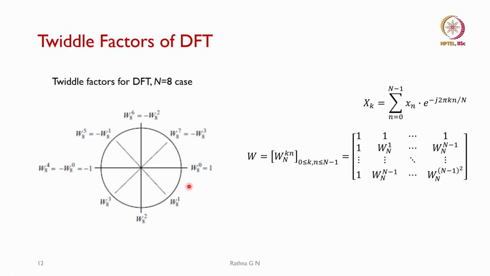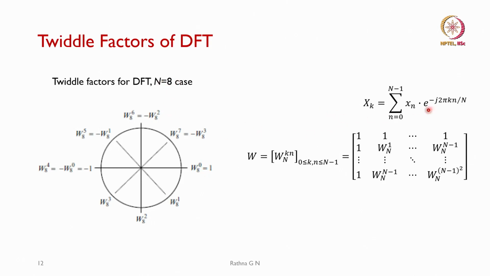And when it becomes W8 to the power 8, just now we said W n n is equal to W n 0, here it is W88, which is equal to W80 equal to 1. So, these are the twiddle factors. Depending on the power of 2, if you are considering it, it will be on the unit circle this way, and then it is going to be repeated after a period. In this case, we have assumed n is equal to 8.